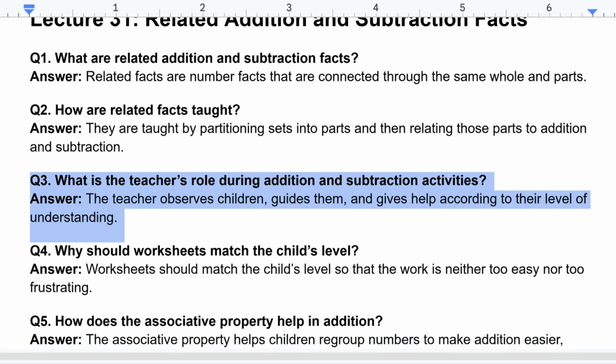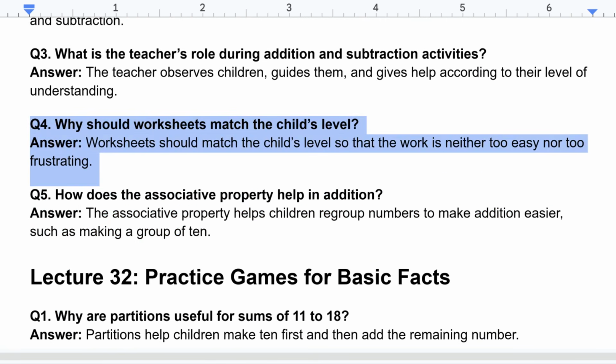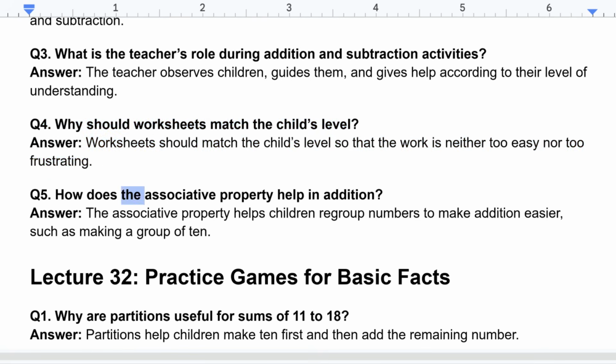What is the teacher's role during addition and subtraction activities? The teacher observes children, guides them, and gives help according to their level of understanding. Why should worksheets match the child's level? Worksheets should match the child's level so that the work is neither too easy nor too frustrating for them.